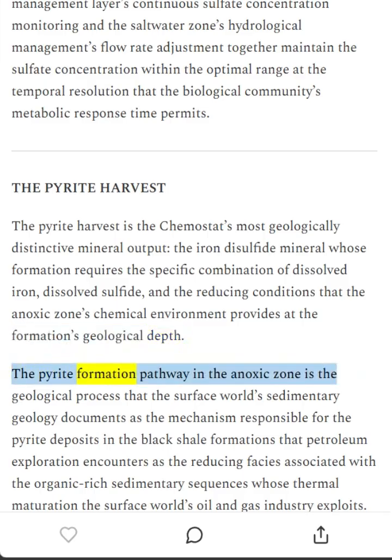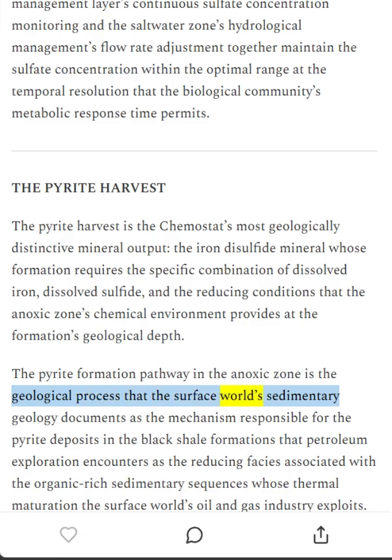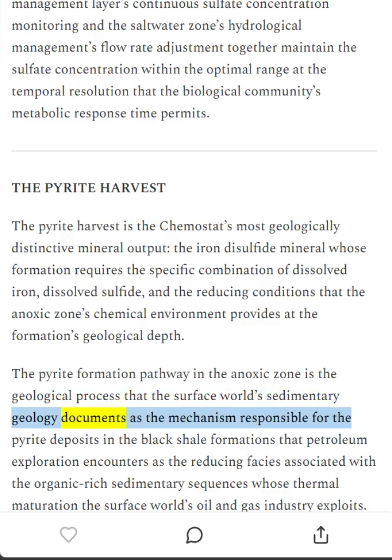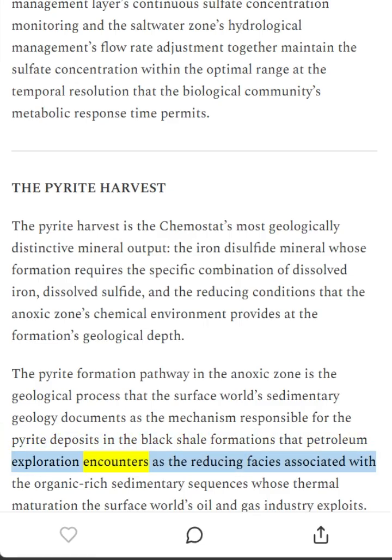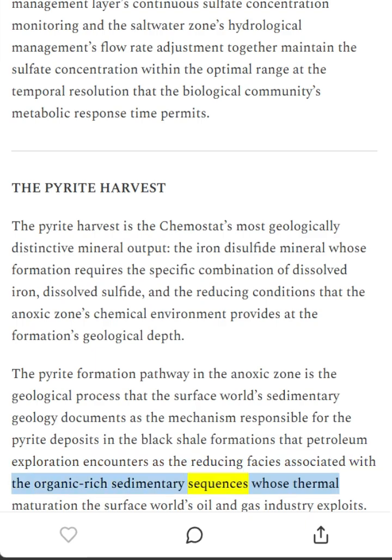The pyrite formation pathway in the anoxic zone is the geological process that the surface world's sedimentary geology documents as the mechanism responsible for the pyrite deposits in the black shale formations that petroleum exploration encounters as the reducing facies associated with the organic-rich sedimentary sequences whose thermal maturation the surface world's oil and gas industry exploits.